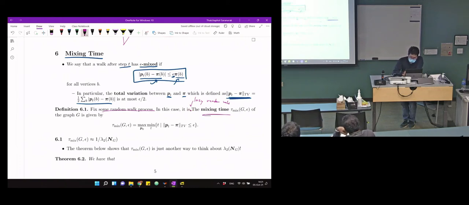Then the mixing time of a graph G, mixing of G epsilon, just asks what is the time that you can guarantee that after this many steps, the total variation is at most epsilon. So you maximize over all possible initial distributions. It can be the worst initial distribution. And you ask how many steps you can guarantee that the total variation is small. So that's the mixing time.